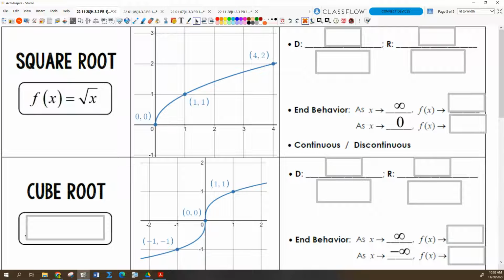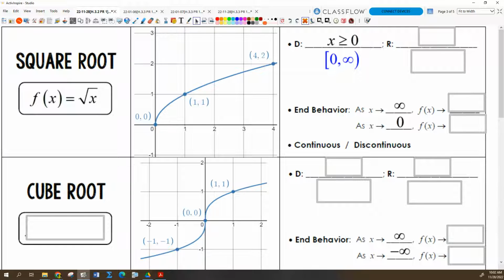X is the input value. So if I input a 4 into this function, well, what's the square root of 4? 2. So the output is 2. Makes sense, doesn't it? Okay. The domain of this one. What do you think, Arson? What's the domain? 0, the bracket, comma, infinity. Correct. There you go. Good job. 0 to infinity. Okay? Because it starts at 0, but it does include 0.